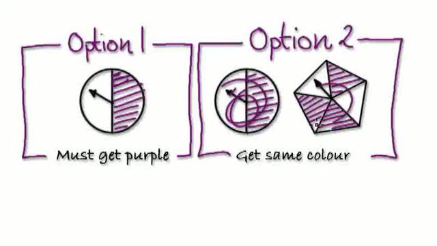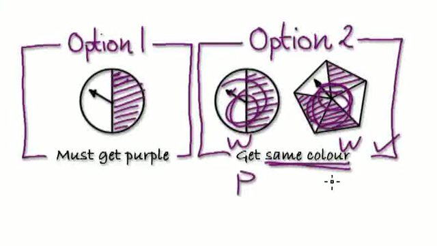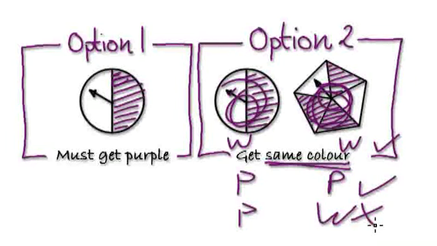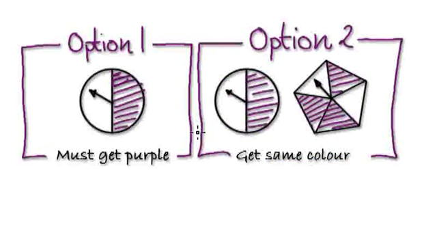spin this spinner, and then you spin this spinner, and all you have to do is get the same color? So it could be white and a white, that's a good outcome. Purple and a purple, that's a good outcome. Purple, white, bad outcome. Okay, so which option's easier to do? You have to get a purple, or just get the same color.